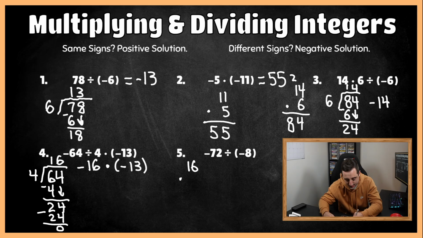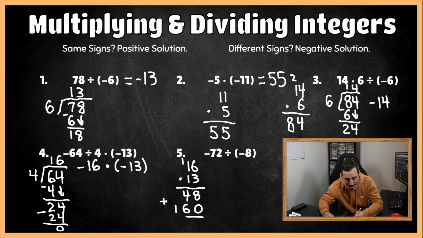So 16 times 13. 3 times 6 is 18, carry the 1. 3 times 1 plus 1 is 4. When we move down to the next line, let's add a 0 first. 1 times 6 is 6. 1 times 1 is 1.